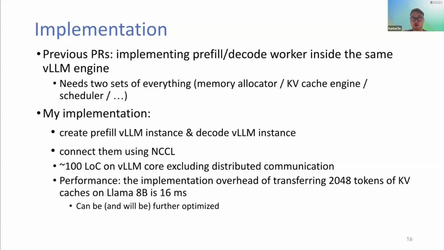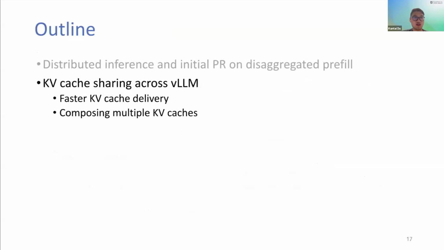And the performance is not bad, actually. The end-to-end latency of transmitting about 2,000 tokens on Llama 8B is about 60 milliseconds. It can be further optimized, and we will further optimize that. And this will conclude the disaggregated prefill part. Are there any questions here?